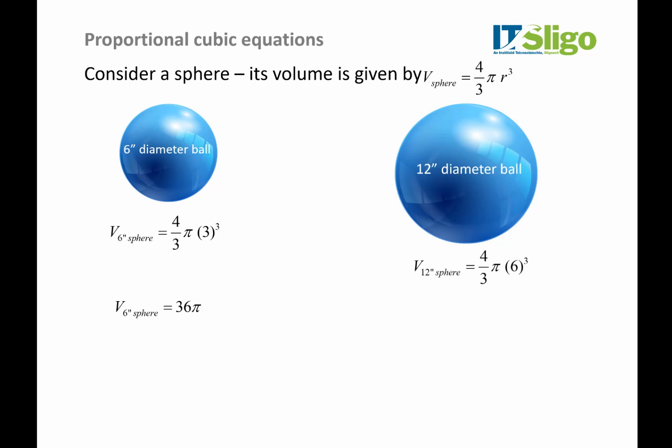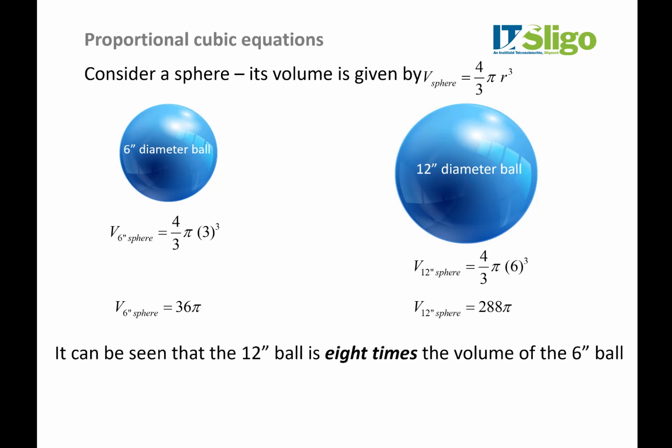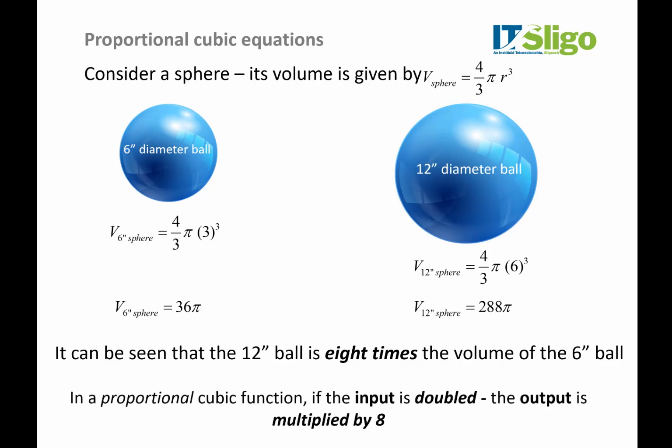Now if we double that input, so we've doubled the radius, but note it's been cubed. So when we work this out, it's 8 times greater. So the 12-inch diameter ball has 8 times the volume of the 6-inch diameter ball. And as we'll see, this obviously has very big consequences for real life activities. So in a proportional cubic function, if the input is doubled, the output is multiplied by a factor of 8.